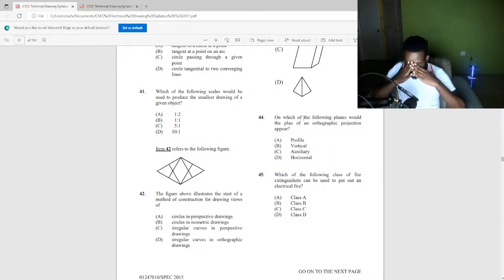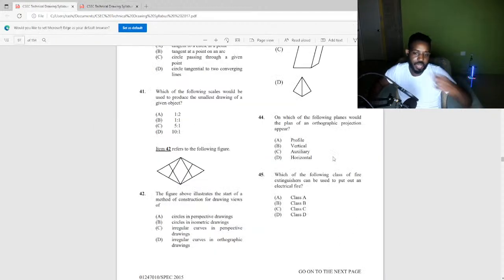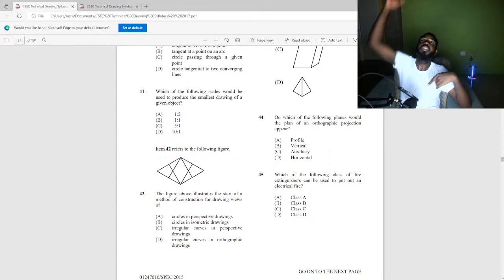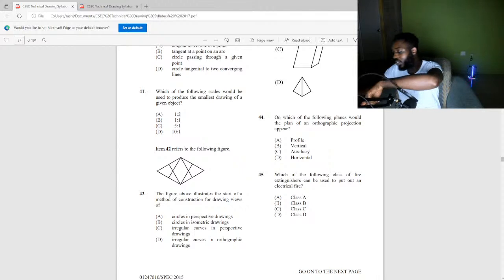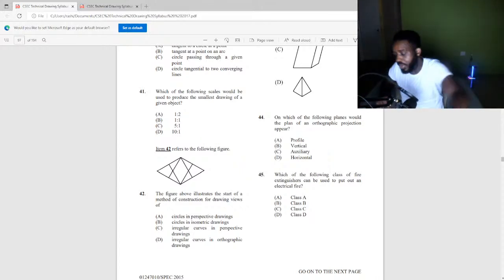The plan of an orthographic projection, the plan. So we're looking down. Profile, vertical, auxiliary, horizontal. Let me see. For 44, I would say vertical. 44 is D. What's D? D is horizontal. Because we're looking down. Oh yeah, it's horizontal. This is why it's the horizontal plane.